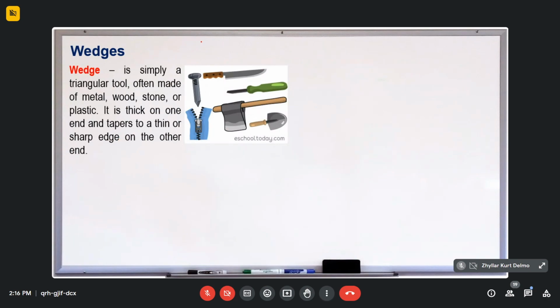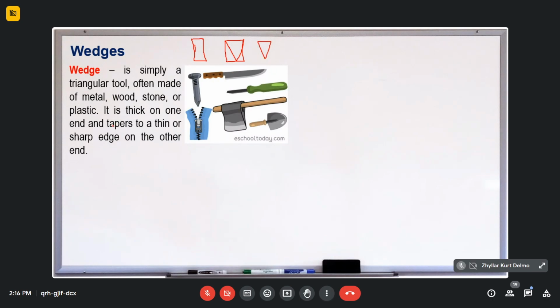If we have a normal block, we cannot lift anything with it. But if we taper one of its sides, it is angled. So we can create this triangular shape and this is our wedge.